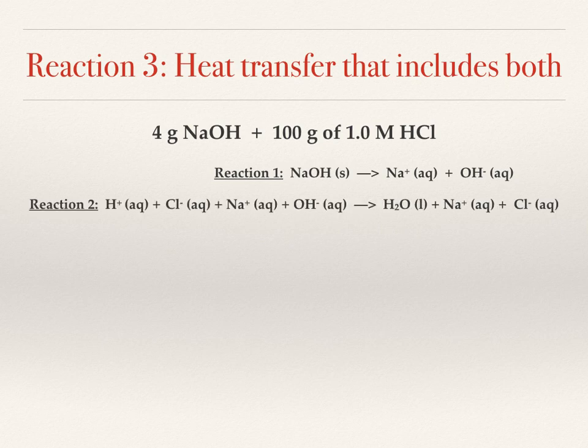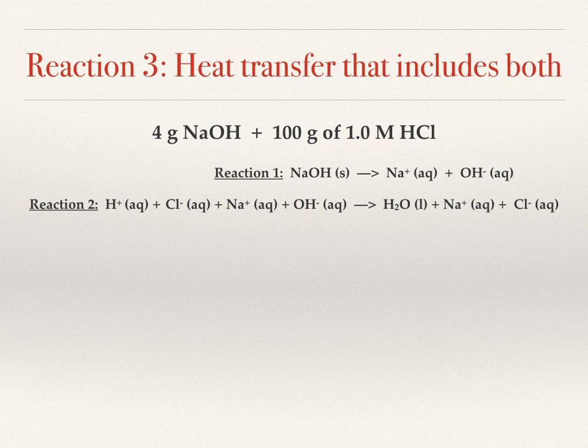Reaction 2, we had hydrochloric acid and sodium hydroxide. Because those are both strong, hydrochloric acid is a strong acid, we write it in its ion form. Similarly, with sodium hydroxide being a strong base, we write them in their ion form. Those are going to react to produce water and sodium ions and chloride ions.